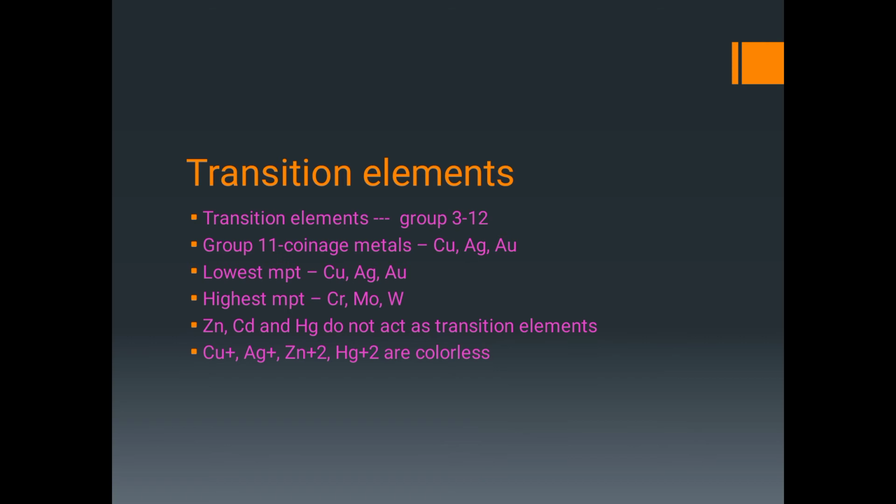Transition elements, as I told you, lie from group 3 to 12. Group 11 elements are called coinage metals, and under that you have copper, silver and gold. These copper, silver and gold have the lowest melting point, whereas chromium, molybdenum and tungsten have the highest melting point. It is also said that zinc, cadmium and mercury do not act as transition elements. And Cu+, Ag+, Zn+2 and Hg+2 are the colorless transition elements. These are some points that you should just remember. They will help you for MCQs.